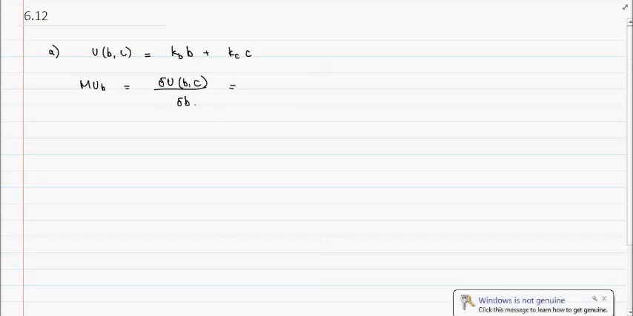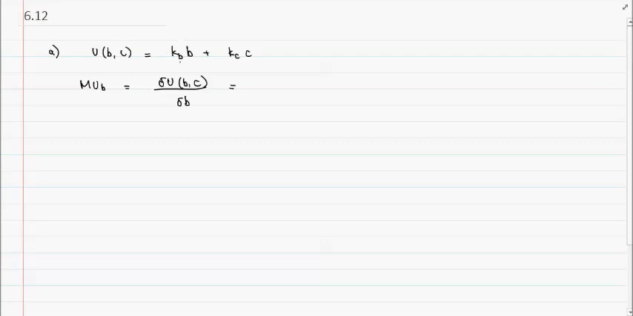This is called the partial derivative of a utility function with respect to b. When you differentiate a utility function, a function of two variables, b and c, with respect to one variable, which is b in this case, then we're basically treating the other variable as constant. So if you differentiate this function with respect to b, we are treating c as constant.